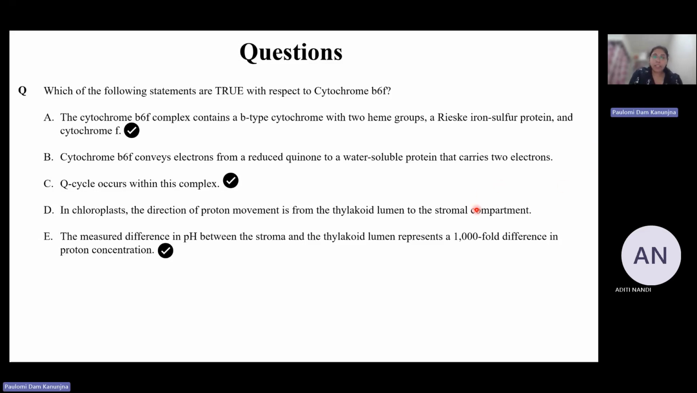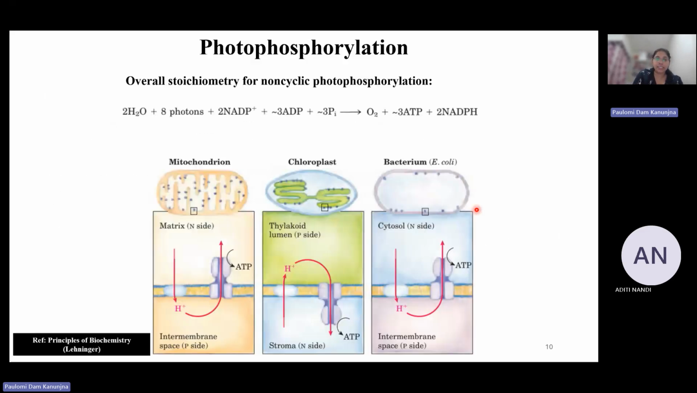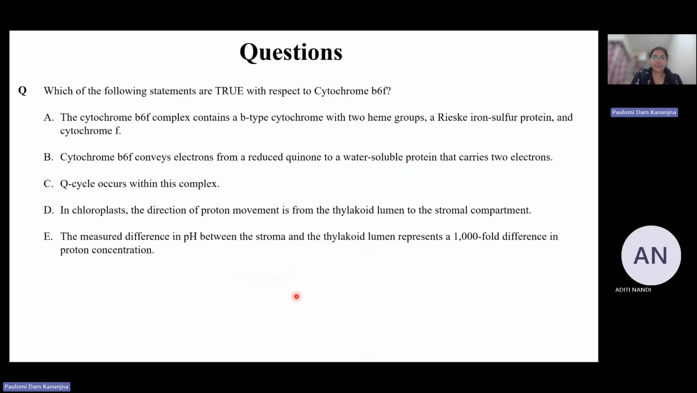Now coming to D. In chloroplasts, the direction of proton movement is said to be from thylakoid lumen to stroma. When we did this, we saw it's not from lumen to stroma, rather from stroma to lumen. So it's actually the opposite, and that's why it's incorrect. And the last one says the measured difference in pH between the stroma and the thylakoid lumen represents a 1,000-fold difference in proton concentration. That's correct.